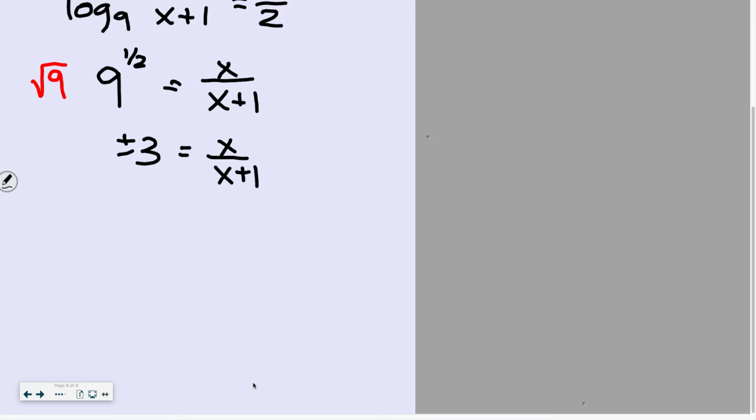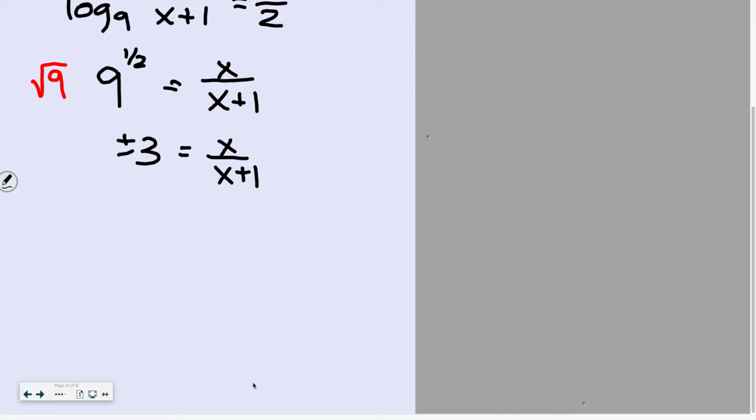How will you solve for x if you have a statement like x over x plus 1? Any ideas? Noah?